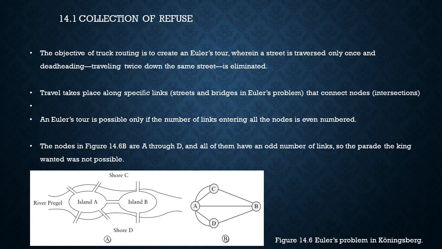The objective of truck routing is to create an Euler's tour wherein a street is traversed only once and deadheading, traveling twice down the same street, is eliminated. Travel takes place along specific length streets and bridges. In Euler's problem, links connect nodes, or intersections, and an Euler's tour is possible only if the number of links entering all the nodes is even numbered. The nodes in Figure 14.6, A through D, all have an odd number of links, so the parade the king wanted was not possible.